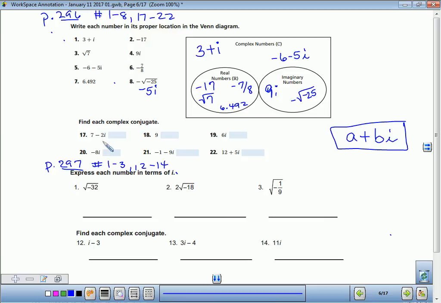All right, conjugate. So conjugate, all we do is negate the imaginary part. Imaginary. The one that's next to the i, buddy.